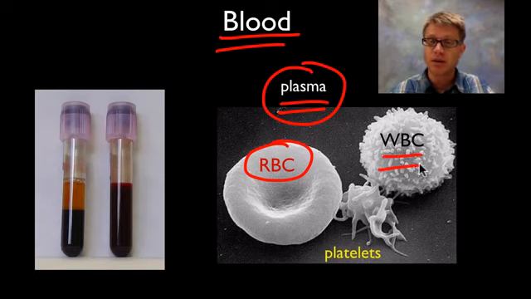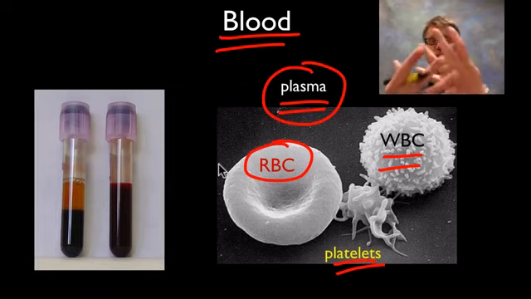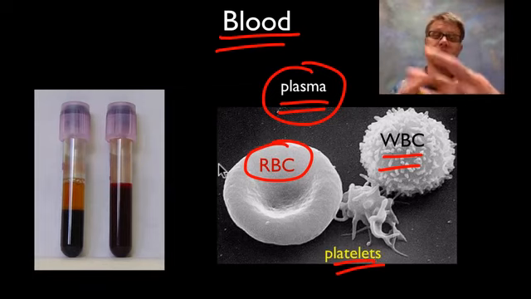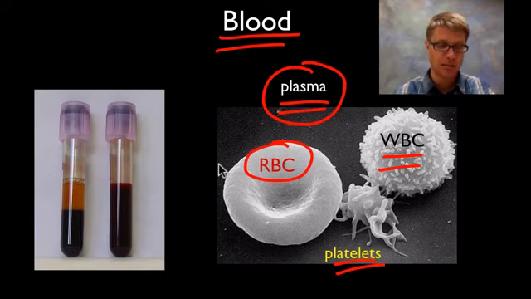We have white blood cells. White blood cells are going to fight infection. And then finally, we have platelets. Platelets are important in blood clotting. So if you get a cut, the platelets will form almost a lattice across that cut, and eventually we have formation of a scab.